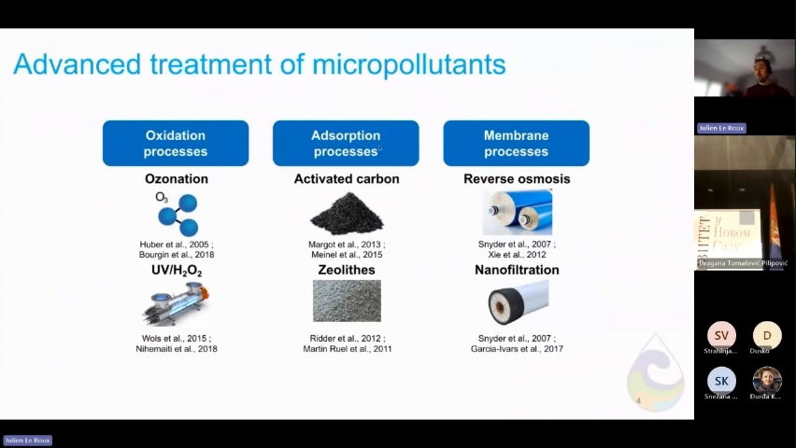We have a few technologies available to treat micropollutants in wastewater. These technologies have been used in drinking water for a long time now, such as oxidation processes with ozone, or more advanced oxidation with radicals produced with UV and peroxide, for example. There are also adsorption processes with activated carbon, or even with zeolites. And finally, membrane processes, either with reverse osmosis or nanofiltration.